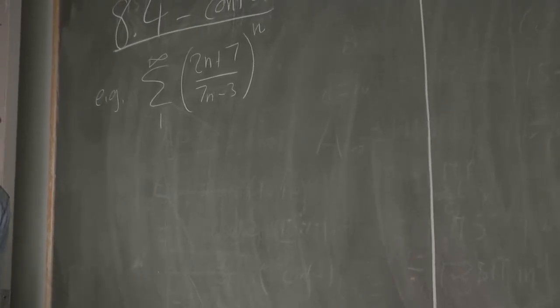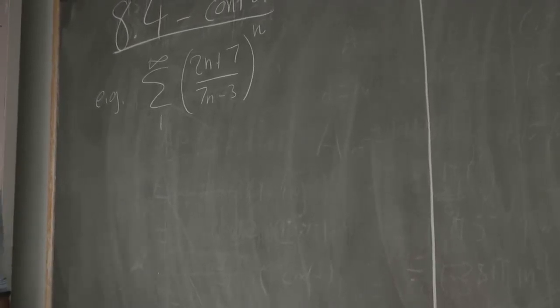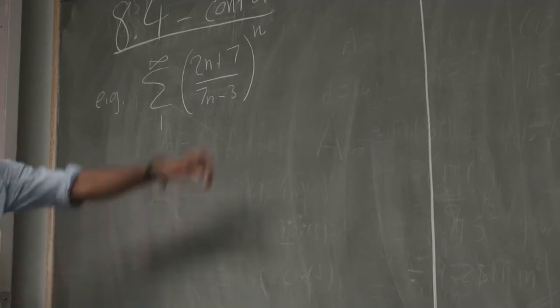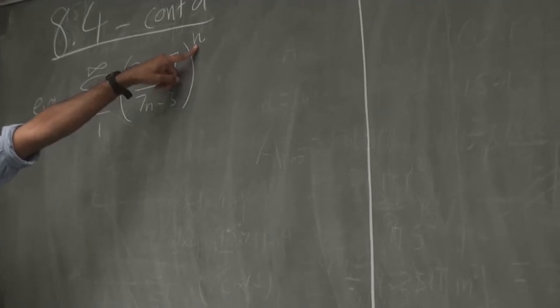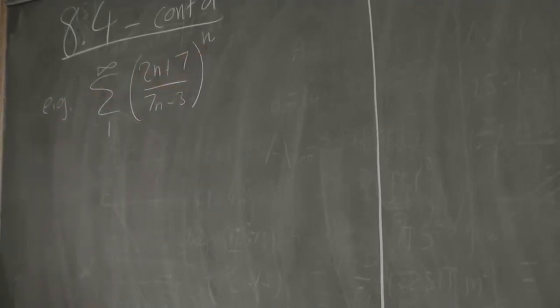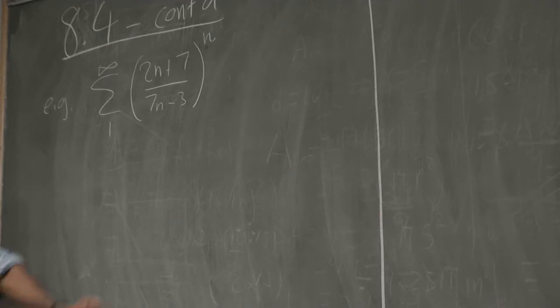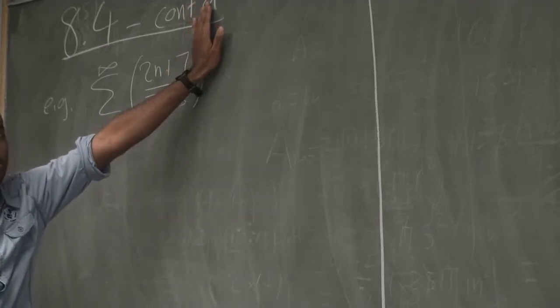Right. So here when you see something like this, you're going to see, oh, there's an nth power up here. Wouldn't it be nice if I could get rid of that? Because that makes things complicated. If there was no nth power, what would happen? What can you say about this series?